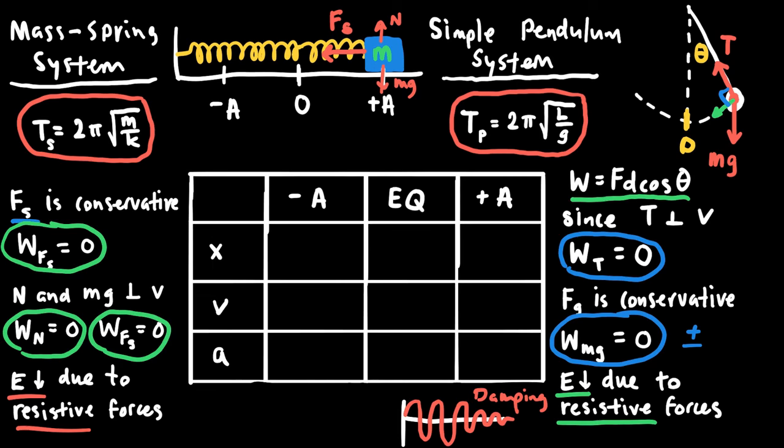So the position at equilibrium, we're going to call that 0. And then we're going to call the position at either one of the amplitudes a maximum position. Okay, so to fill in this table, I'll just stick to 0 or a maximum, meaning that at each one of these three positions, the position, velocity, and acceleration is either going to be 0 or it's going to be a maximum.